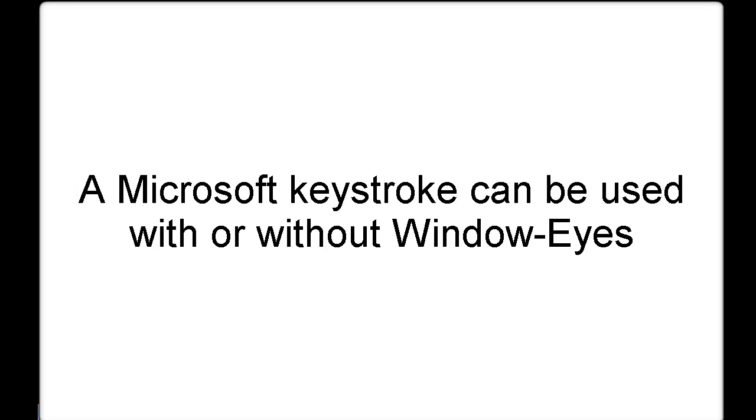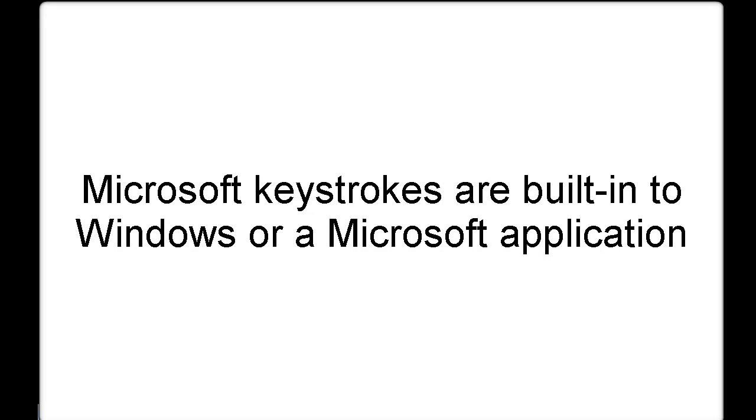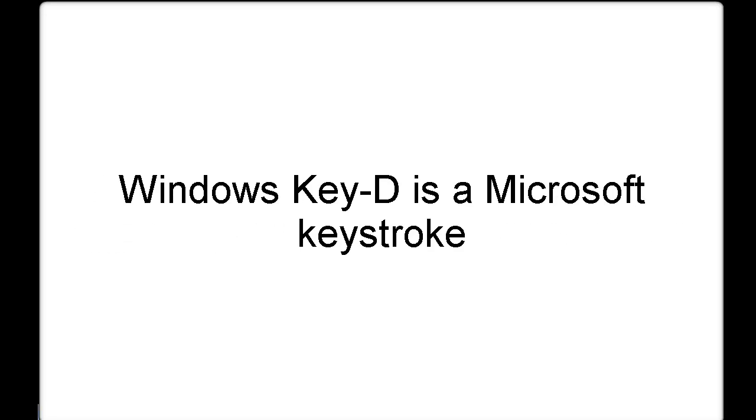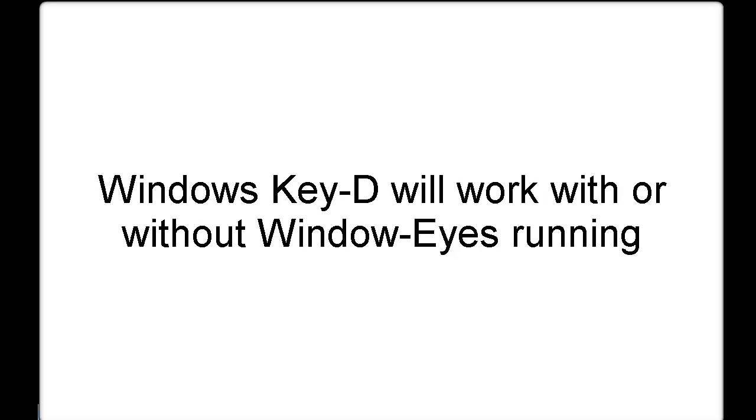Today's presentation is about Microsoft keystrokes versus Window-Eyes keystrokes. Many of the hotkeys you use daily are likely Microsoft keystrokes. A Microsoft keystroke can be used regardless of whether Window-Eyes is running. If I close Window-Eyes, that keystroke will still function because it's built into Windows or into an application. For example, Windows key and the letter D, as in dog, accesses the desktop. That's a Microsoft keystroke.